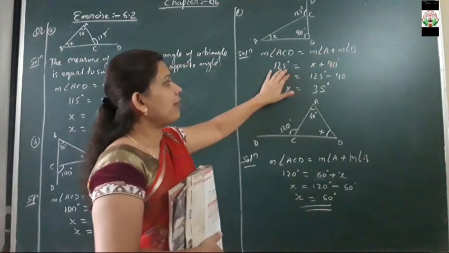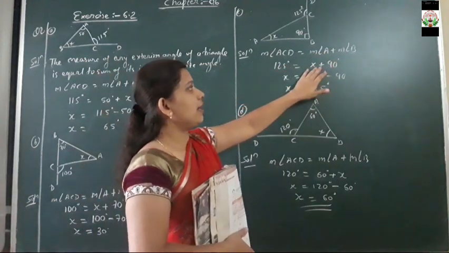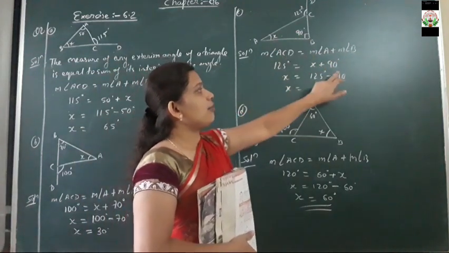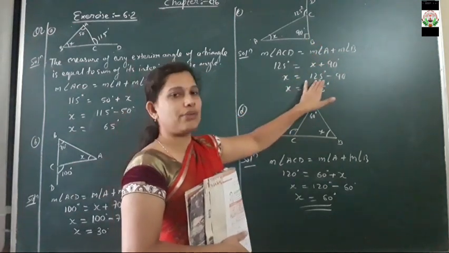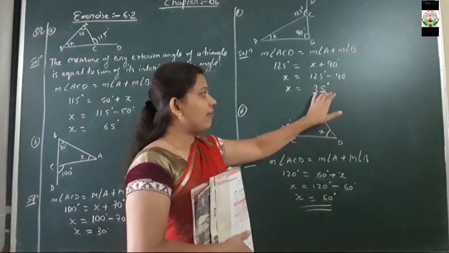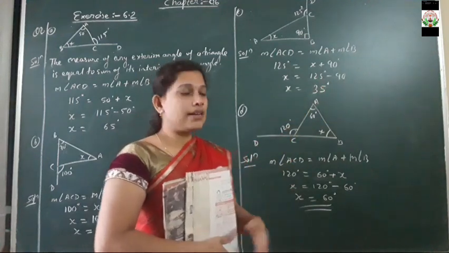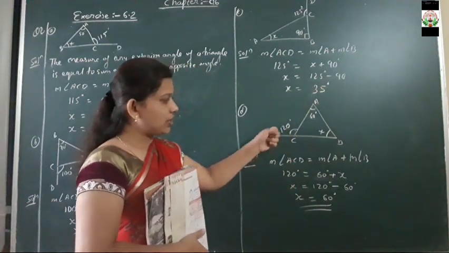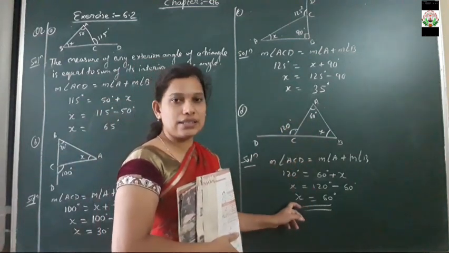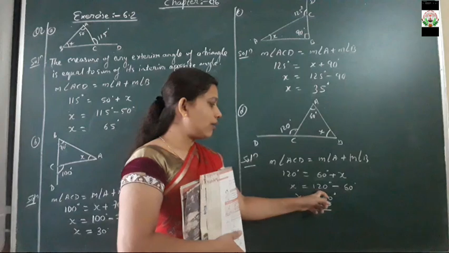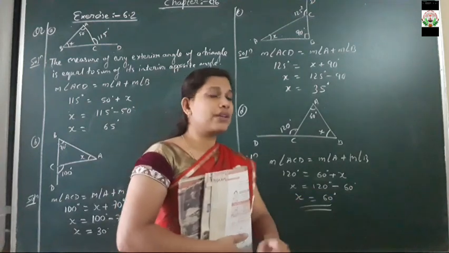So here 125 is the exterior angle, measure of angle A is given as x and measure of angle B is given as 90 degrees. Transposing the values, x is equal to 125 minus 90, we will get the answer as 35. Similarly for this question also, the exterior angle is 125, x is the value we have to find, and the other interior angle is given as 60. So 120 minus 60 will become 60 degrees.